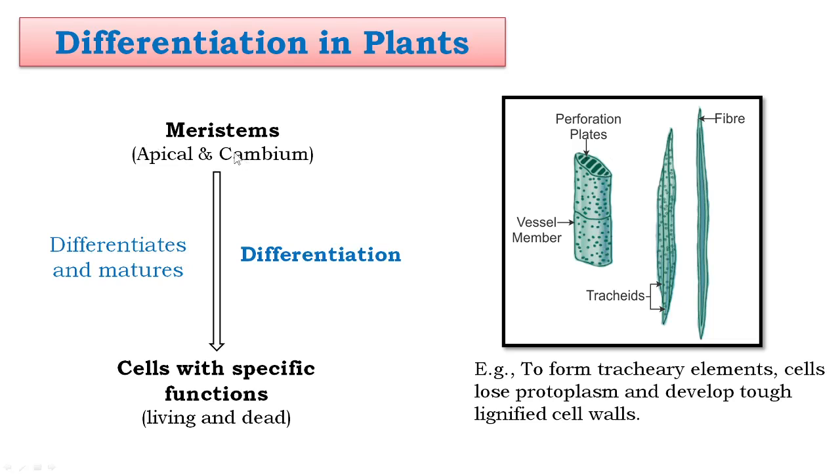Why? Because they have meristems, and meristems are located in different regions, apical and cambium.